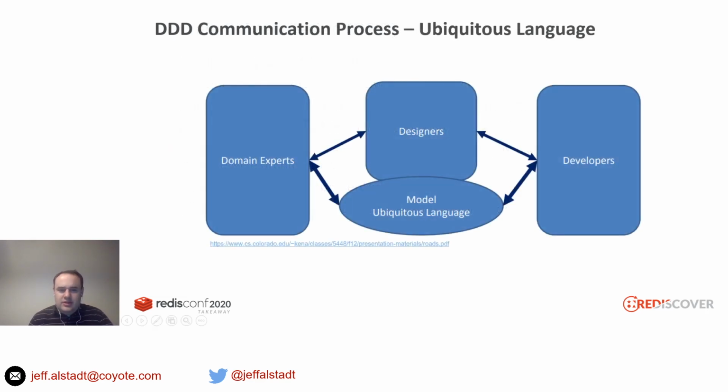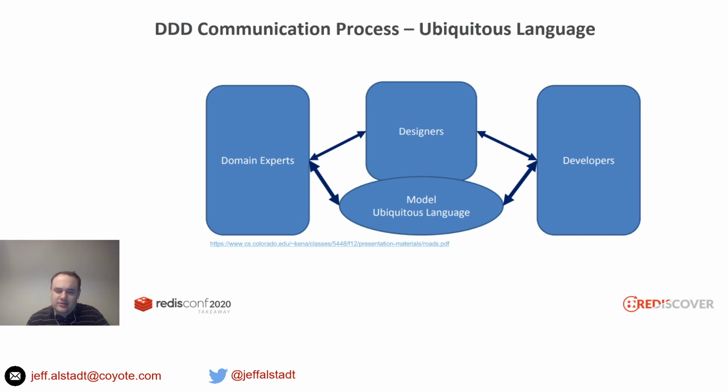Here's an example of the communication process, the ubiquitous language that is used to define the communication between domain experts and developers. Domain experts usually talk to designers. Designers are like your UX guys, your UI guys, and they help to identify the flow of how the application should work. The designers work with developers to communicate these design flows.